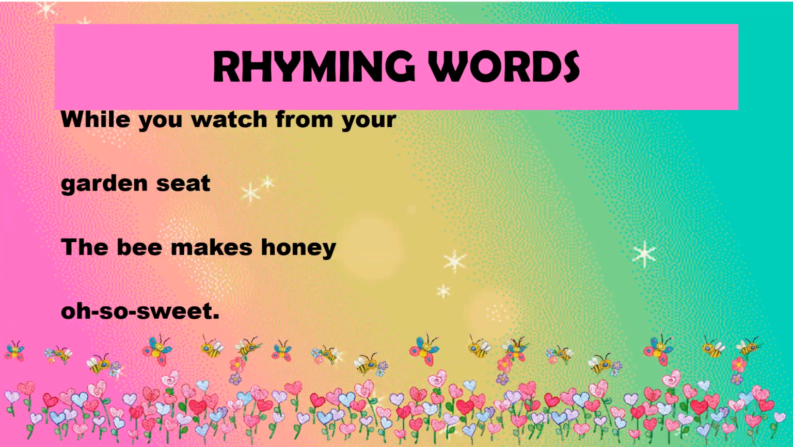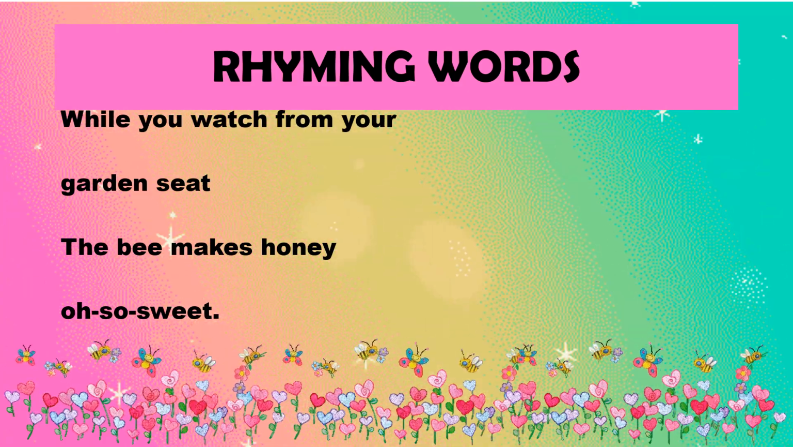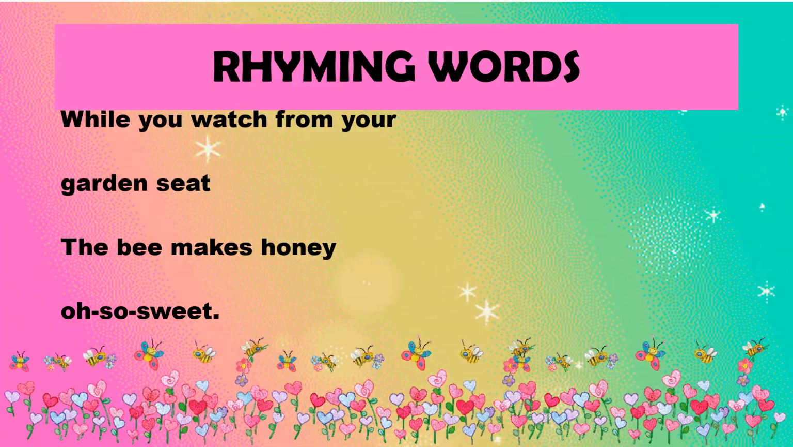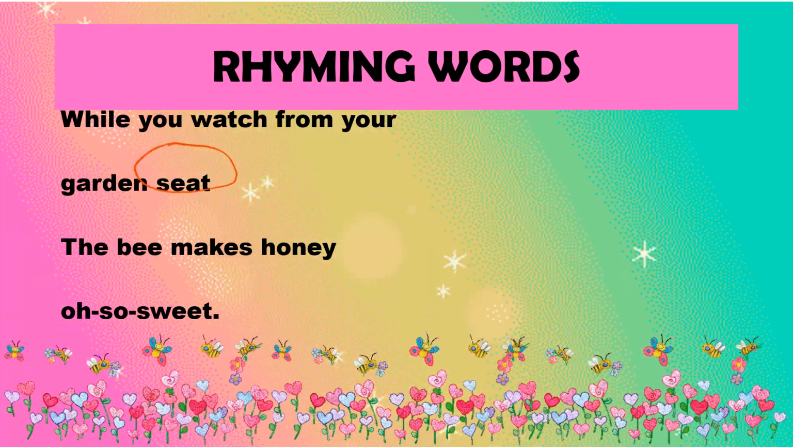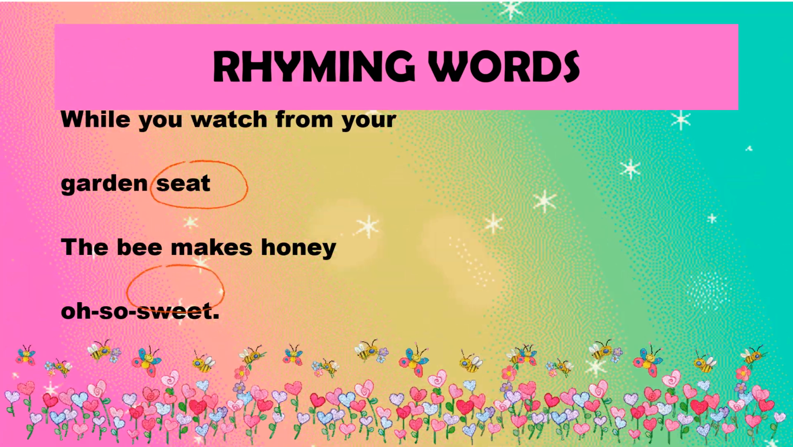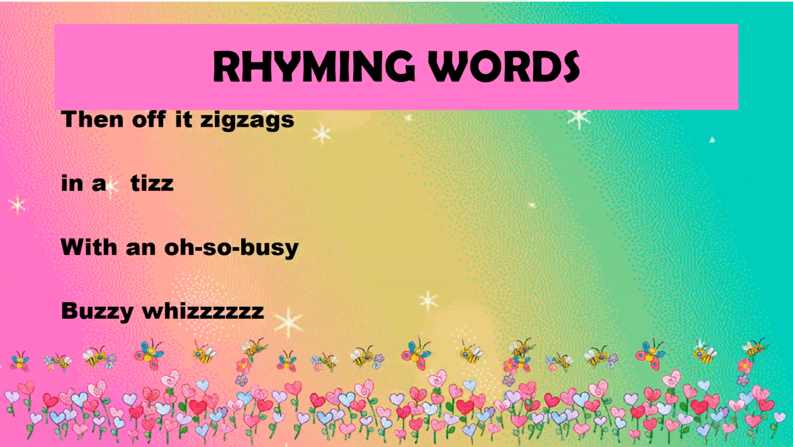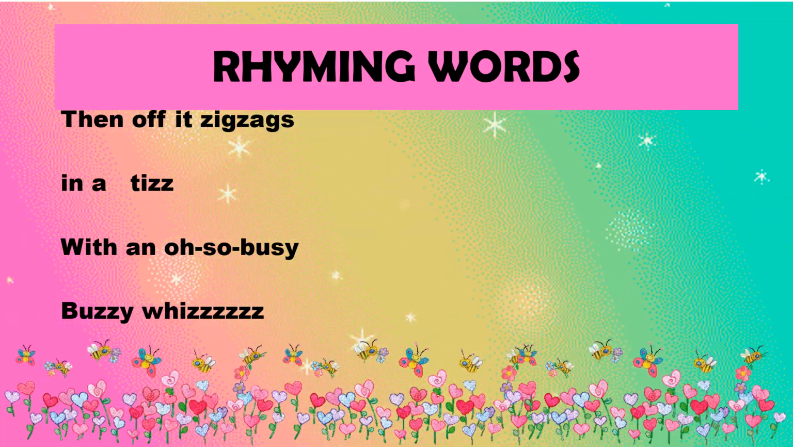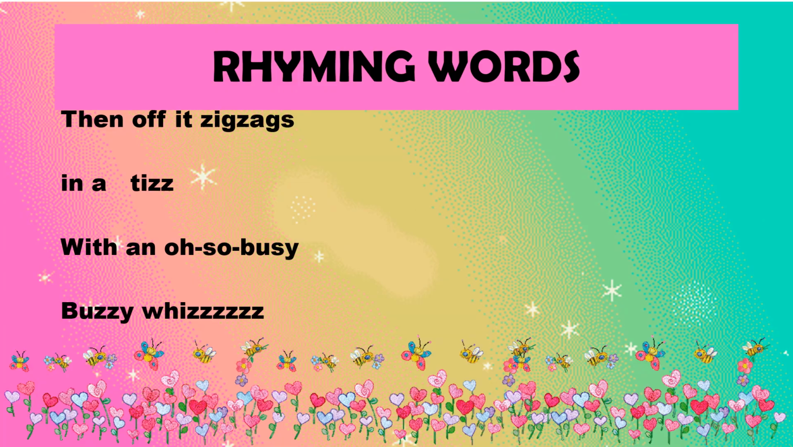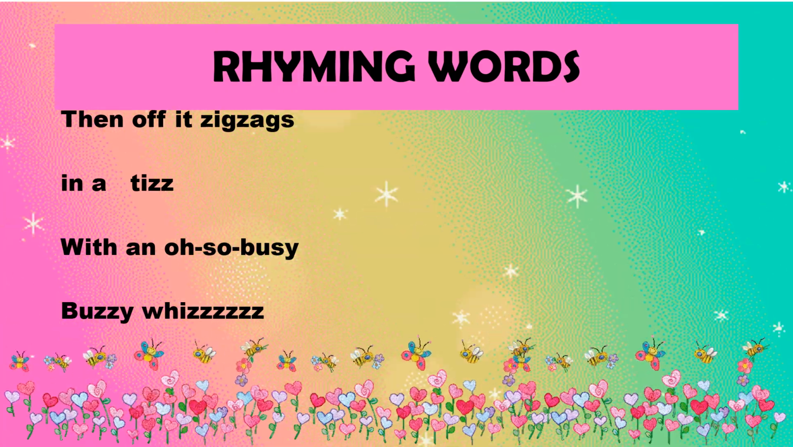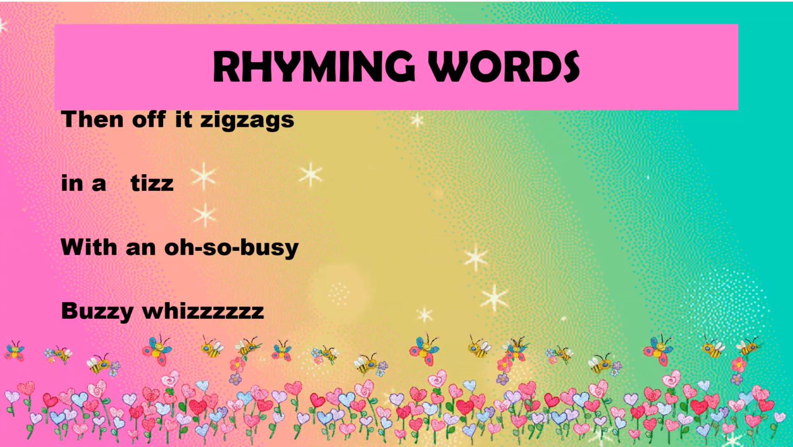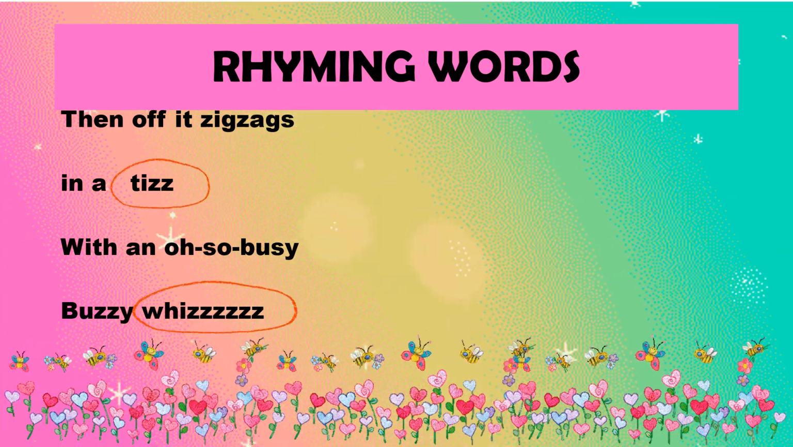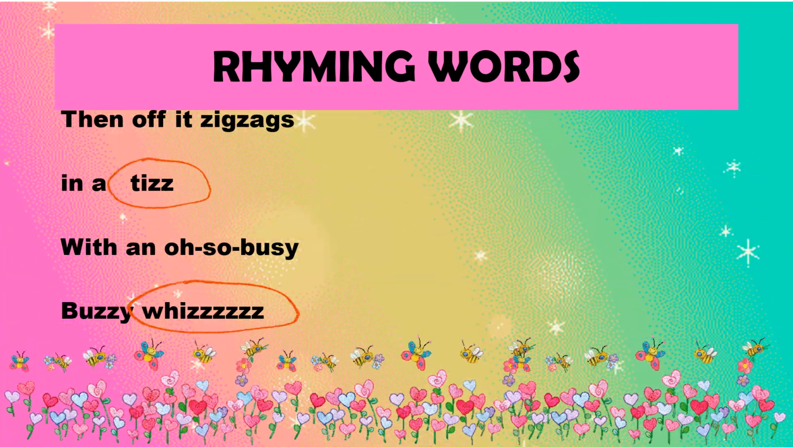Okay, so now we are at stanza number 5. What are the words that rhyme together? Can you guess first? Yes, the answer is seed and sweet. Good job, everyone. Okay, now we are at the last stanza, which is stanza number 6. In this stanza, which words rhyme together? Yes, the answer is tease and wheeze. Good job, everyone. You did a very great job.